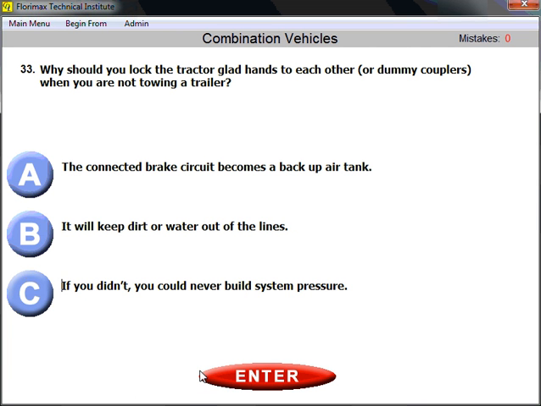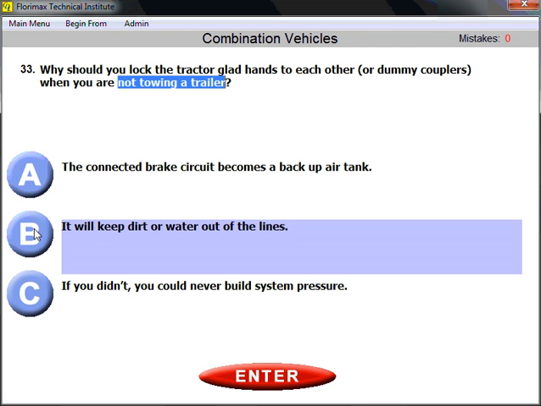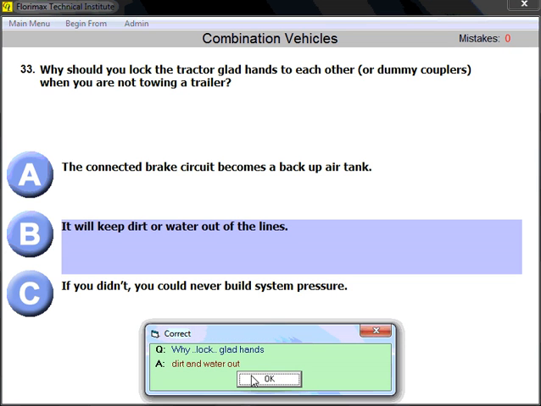Question number 33. Why should you lock the tractor glad hands to each other or to dummy couplers when you are not towing a trailer, which means driving a bobtail tractor? Again, simple logic. It will keep dirt or water out of the air lines.